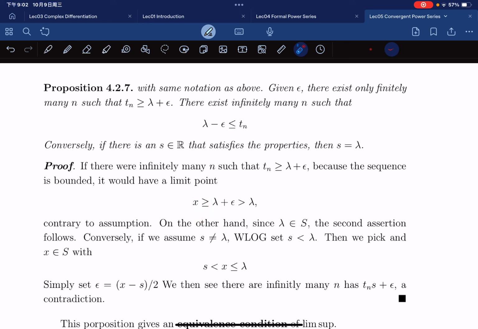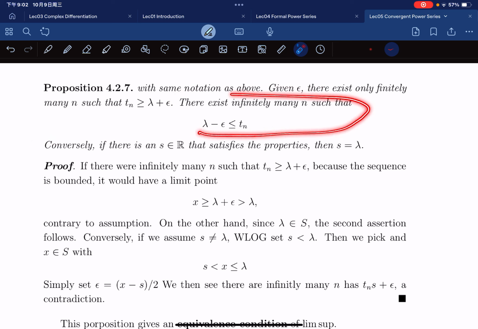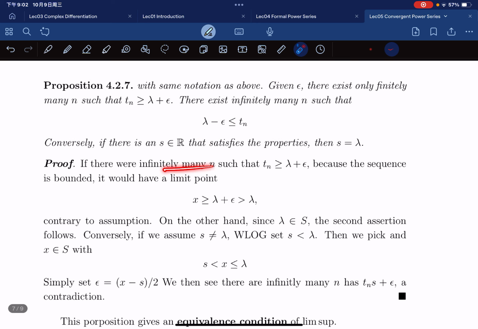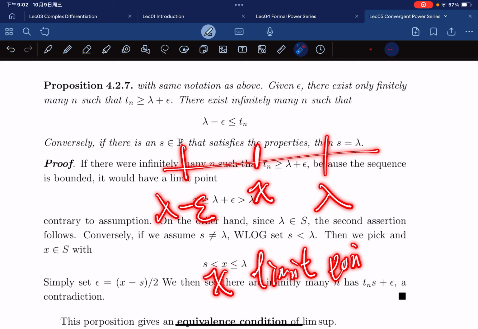On the other hand, I believe this should be clear to you. Why? Because at lambda minus epsilon, by definition, we can pick an x where x is a limit point of the T_n's. So there will be infinitely many T_n eventually lying in this neighborhood.